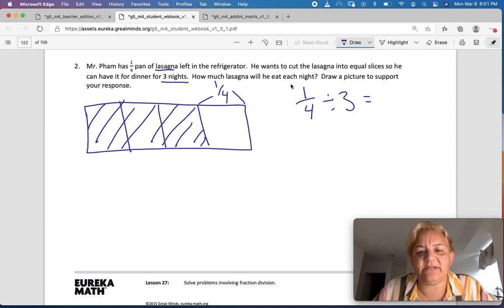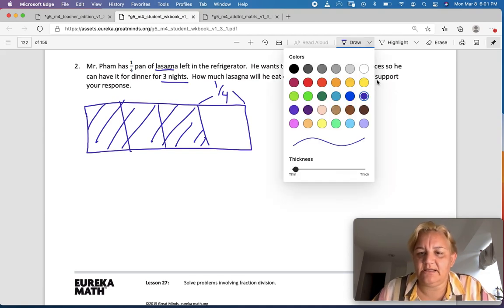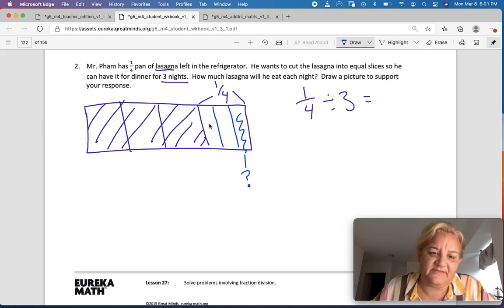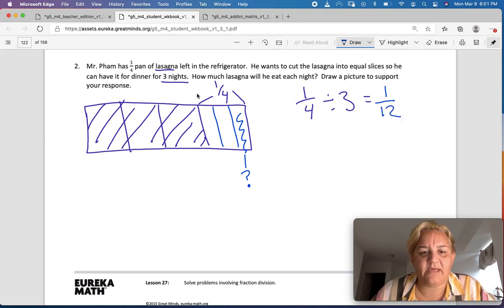How much lasagna will he eat each night? Okay, so he's got this 1/4 and he's going to divide it into 3 nights. So how much of the whole lasagna will he have? So they're asking, what is this worth? And that is worth, if that's 3, this would be 6, 9, 12, 1/12. Okay, how much lasagna will he eat each night? 1/12 of the original pan.